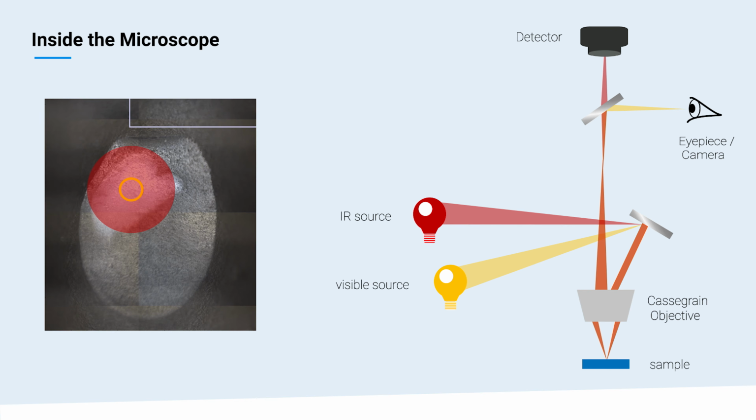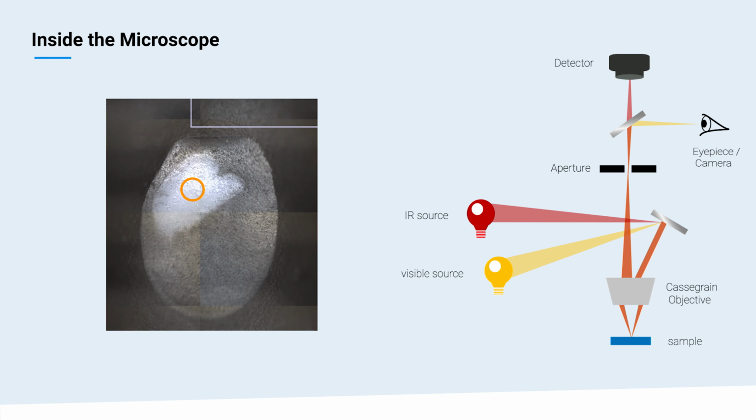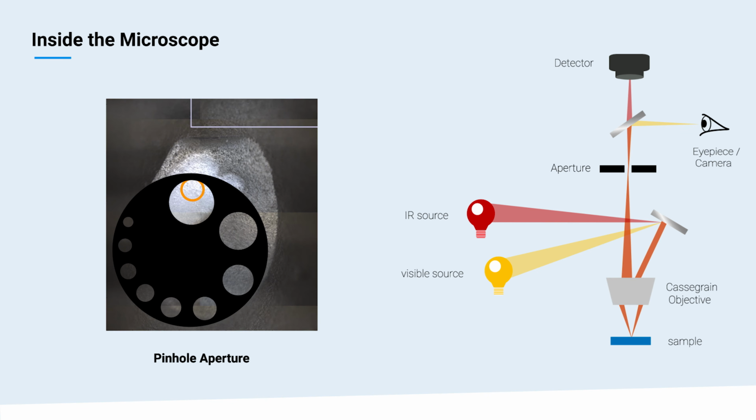So what do we do? We use an aperture. Apertures block some of this IR light from reaching the detector. That way, we only detect the IR light from the point we want to analyze. There's a couple different aperture styles we can use in our microscope. The simplest kind of aperture is called a pinhole aperture, which is just a small hole that's close in size to the region we're analyzing.